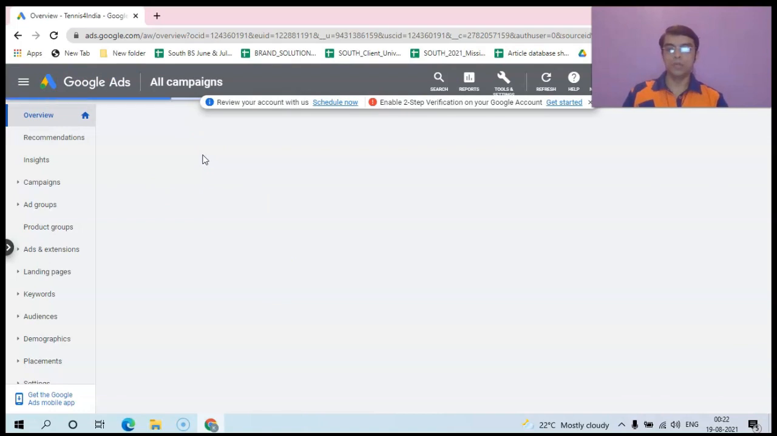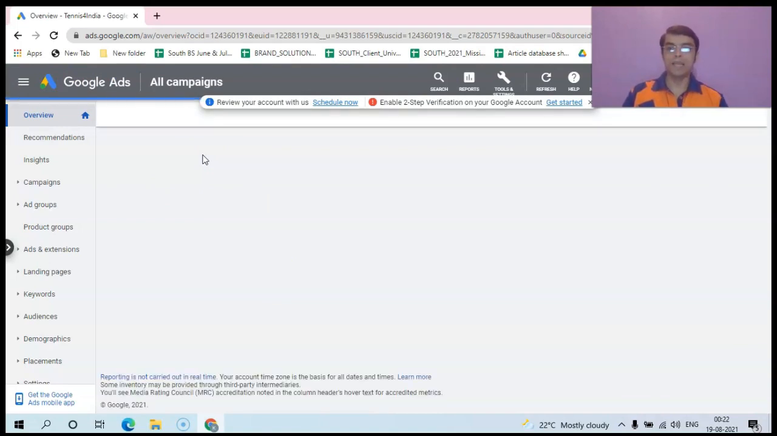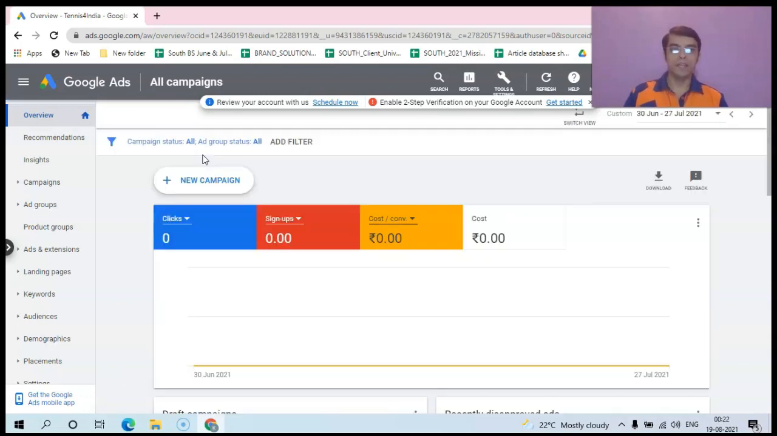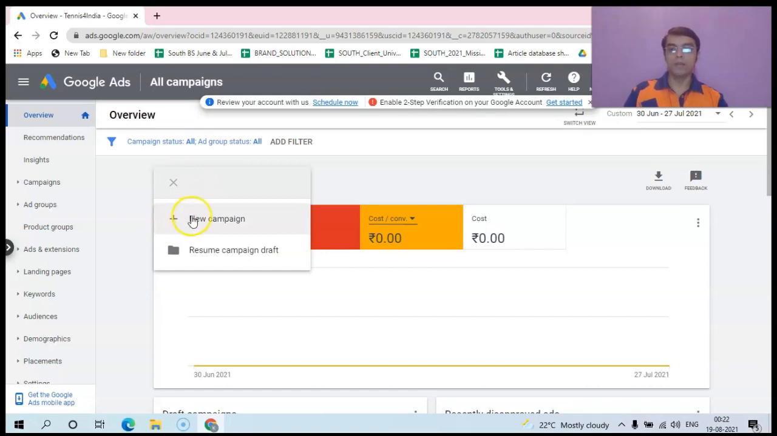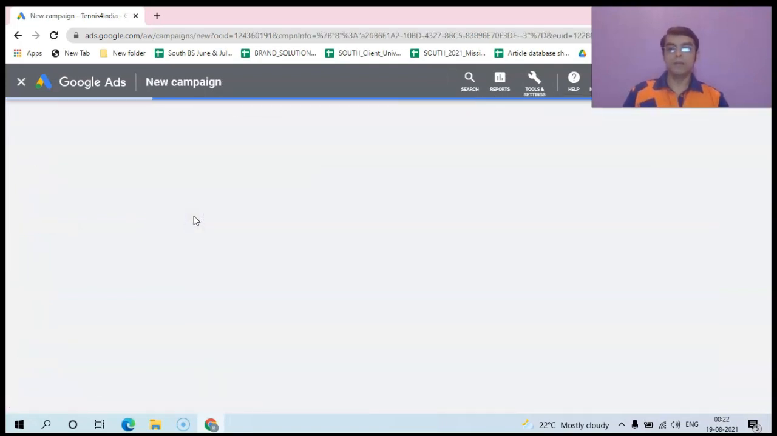I'll just open a campaign basically. I'll not set up a campaign because we already set up two campaigns practically, right? One was search campaign, one was display campaign. So I'm not going to set up a campaign, but I'm only going to focus on the types of bids, right? But for that I need to get into a campaign. You can call it a mock campaign, whatever.